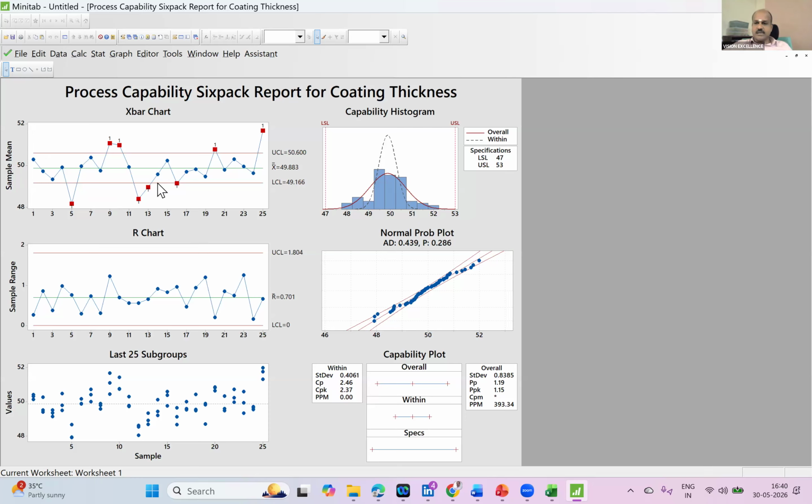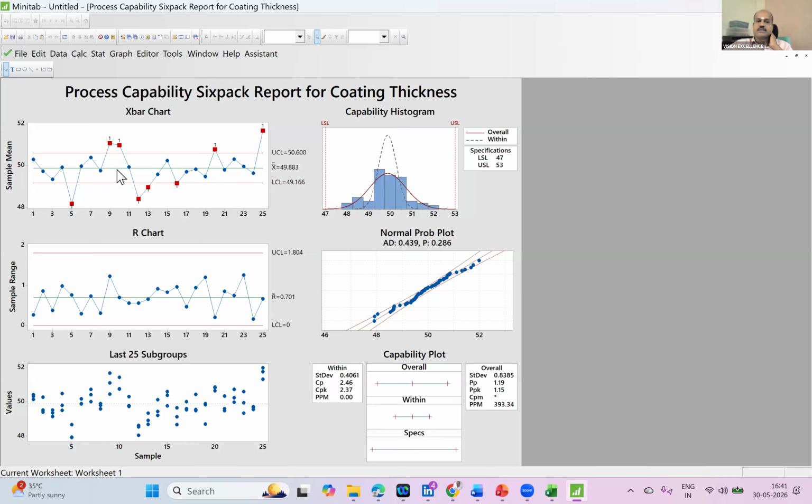So make sure your X bar chart is under control. Make sure your R chart is under control. And then make sure your data is normal. This is a normality plot. Look at the p-value. A p-value of more than 5% is required to assume data is normal. If the p-value goes below 0.05, then normality cannot be assumed. So normality is disturbed, the data is considered to be abnormal. Then again, the values can be misleading.